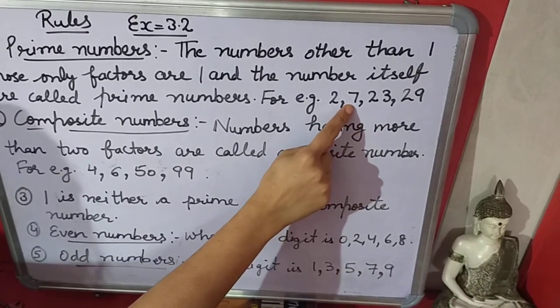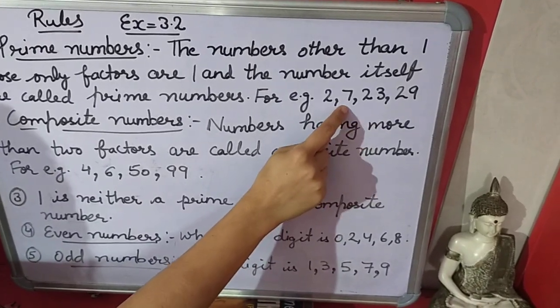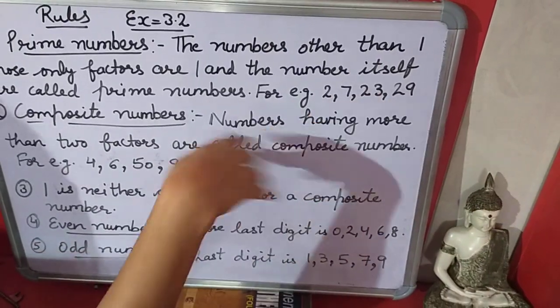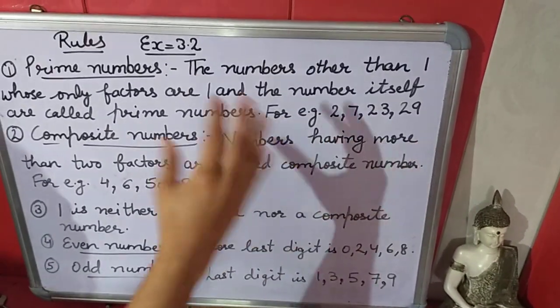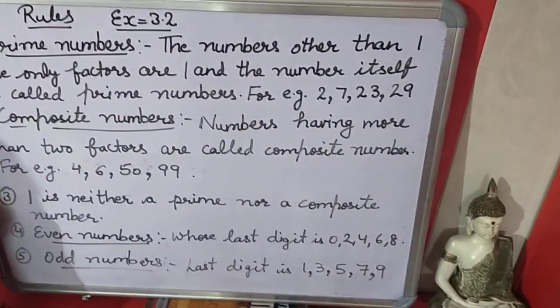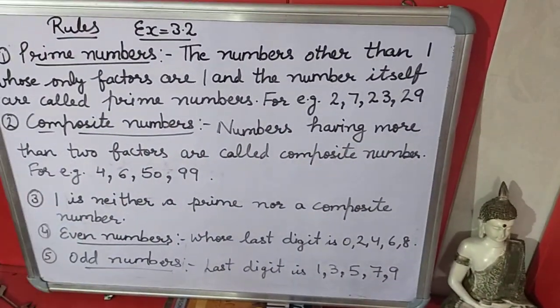7 also will come in the table of 1 and the number itself. So 7 is a prime number. Like 23 and 29 also. So many numbers are there, like 17, 19. These are prime numbers. Now come to the composite numbers.